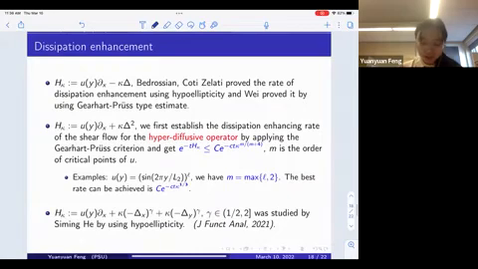To prove the dissipation enhancement of that operator, first let's recall that if we denote H kappa as u y partial x minus kappa Laplacian, so the diffusive operator is Laplacian, it has been proved by Bedrossian and Coti Zelati in 2017. They proved the rate of the dissipation enhancement using hypocoercivity, and later in 2018, he proved it by using some Gearhart-Prüss type estimate.